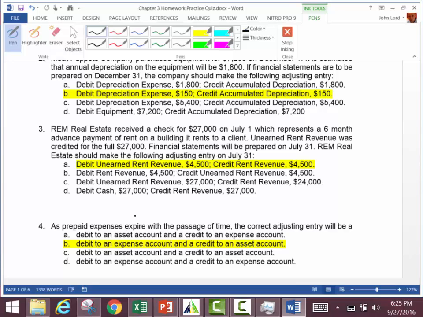And we've got this REM, and they received a check for $27,000 on July 1st, which represents 6 months advance payment of rent on a building. They rent some building to the client. Unearned revenue was credited for the full $27,000, and now we're going to prepare the financial statements 1 month later, right?